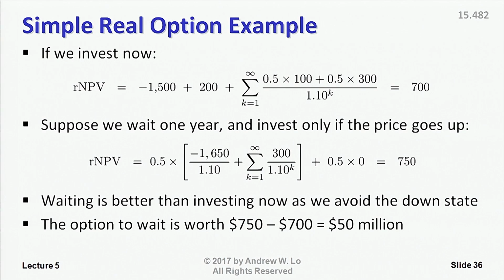So if you calculate the expected NPV without using decision trees, this is what you would get. If I calculate the adjusted NPV, I pay $1.5 billion today, and I get $200 million today, right? That's what I'm going to be earning on my drug today. Plus, I get the expected value of my cash flows forever. And the expected value is going to be either 100 with 50% probability or 300 with 50% probability. So that gives me an NPV of 700. Okay?